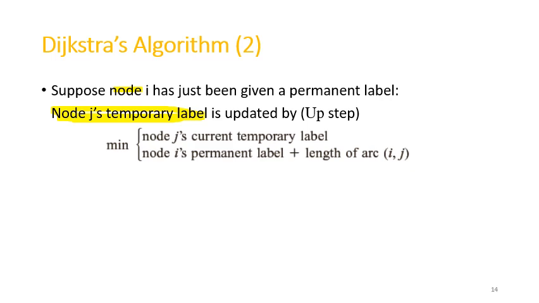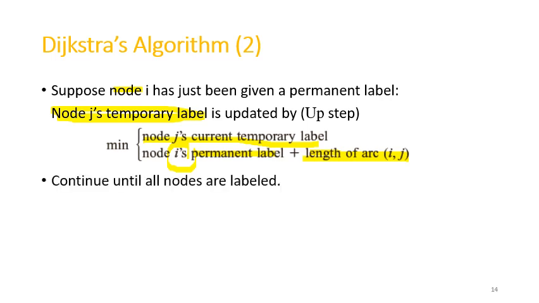This updating step is actually comparing which is smaller, which is the minimum, between node J's current label or the sum of node I's permanent label plus the length of arc ij, or the distance from I to j. We compare these two and we pick the minimum and update node j's temporary label.